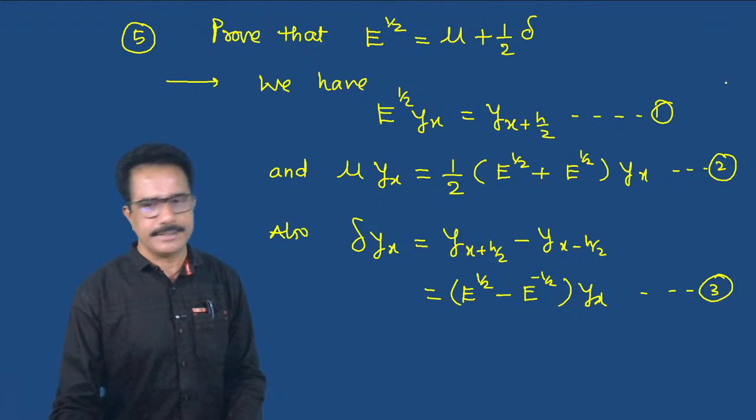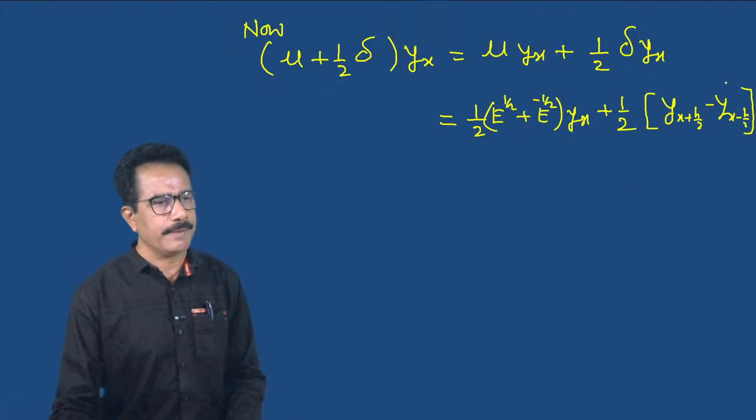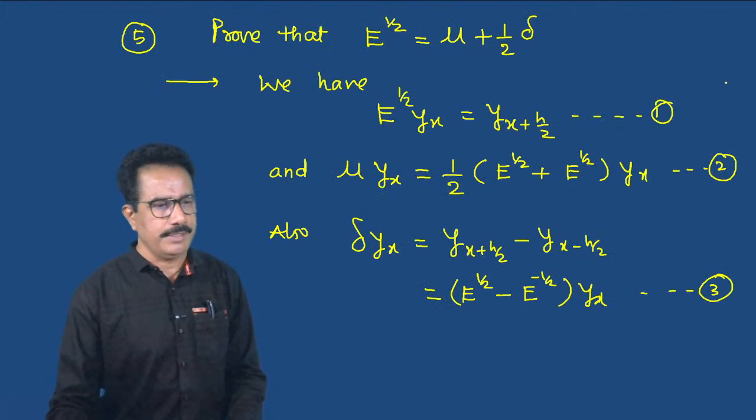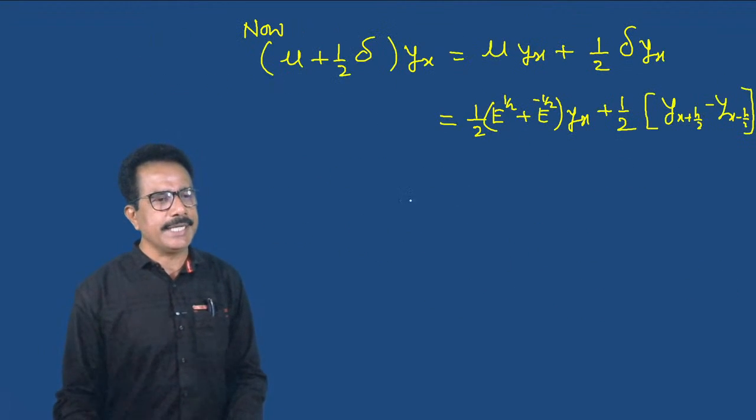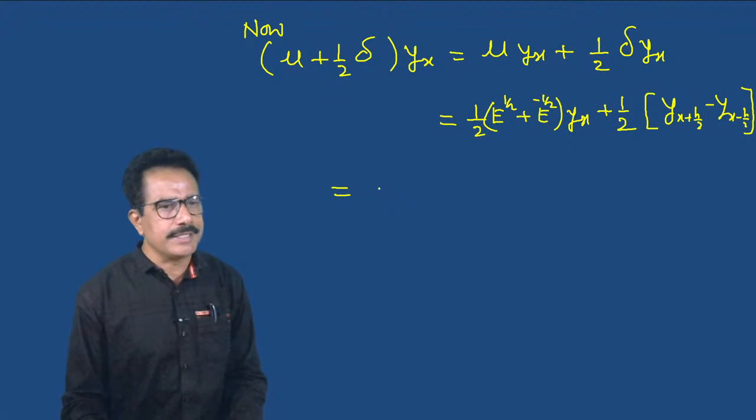Is it okay? e raised to minus 1 by 2. Yes, e raised to minus 1 by 2. Okay. चला ठीक आहे. यालाच असं लिहिता येतं, 1 by 2 कॉमन घ्या.